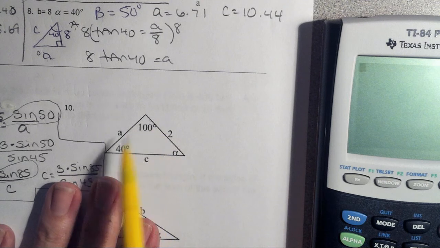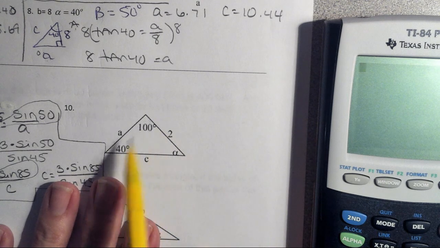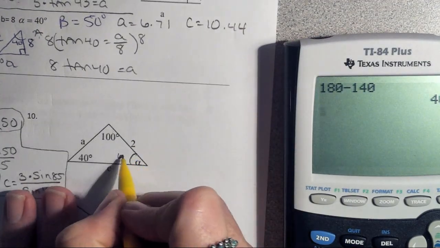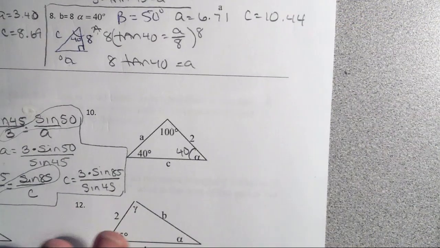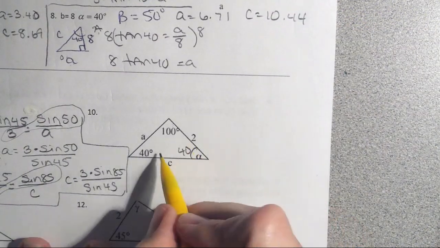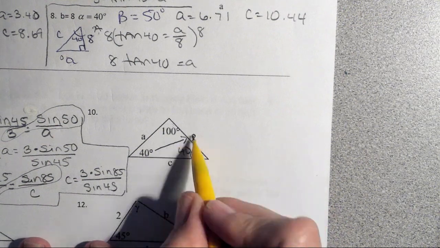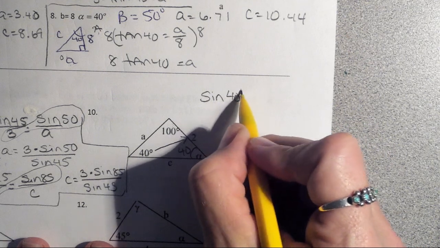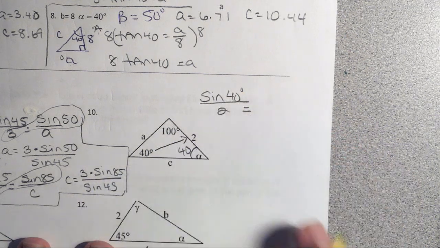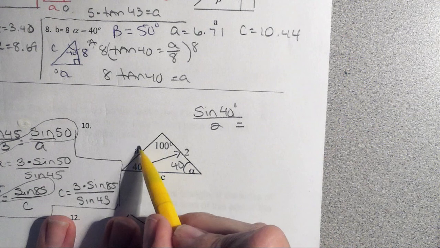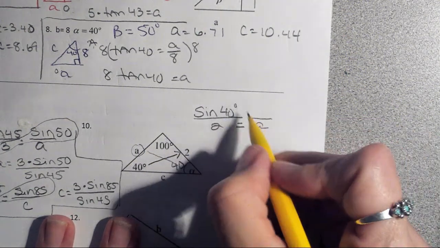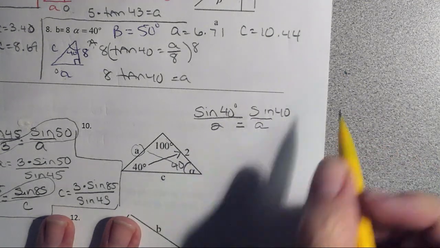I'm going to remember that these have to all add up to 180. 100 plus 40 is 140. So 180 minus 140 is going to give me 40. This alpha is 40. Now I need a side opposite and an angle opposite. So these two are opposite angle, opposite side. So that's how I start my fractions. So sine of 40 over 2 is equal to, I'm going to find A first. A goes on the bottom, and opposite the A is 40.